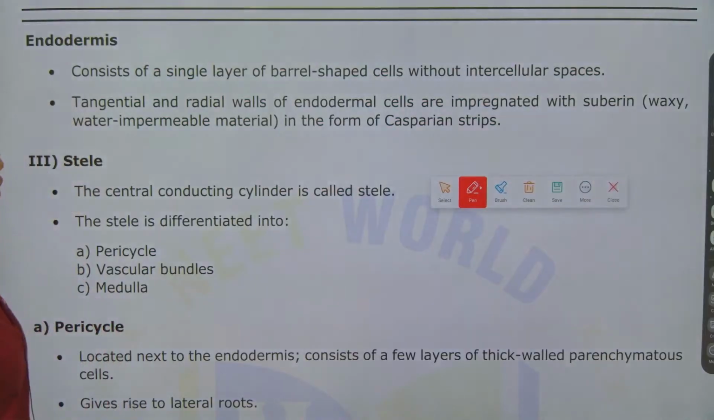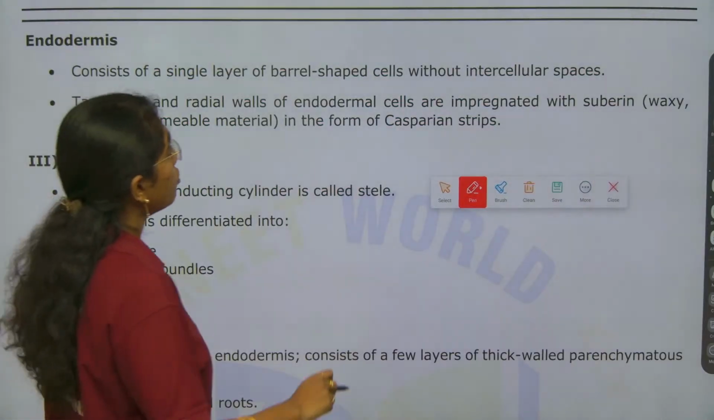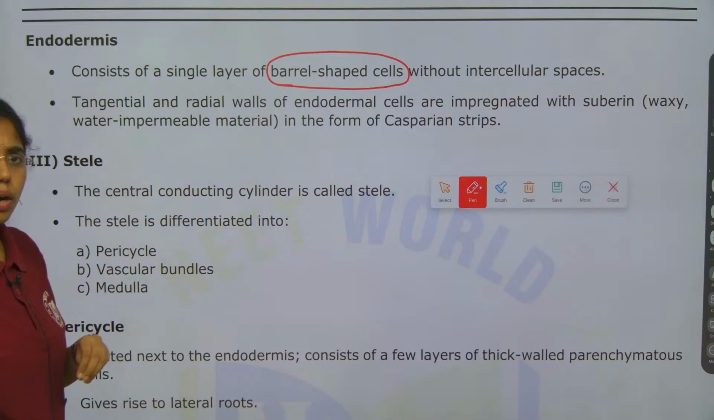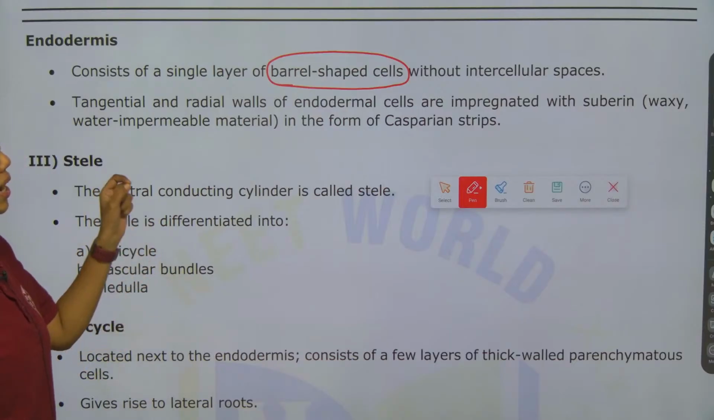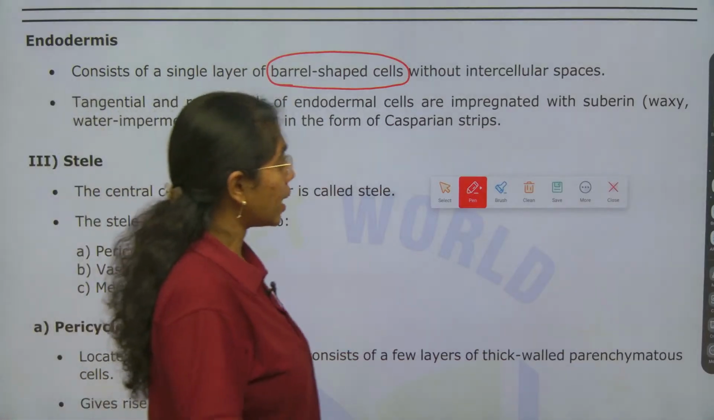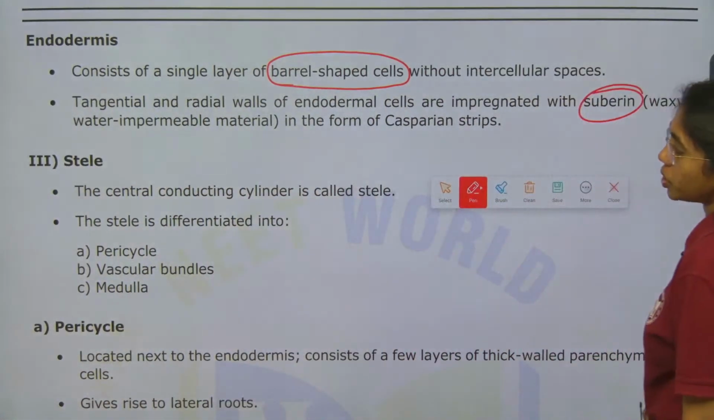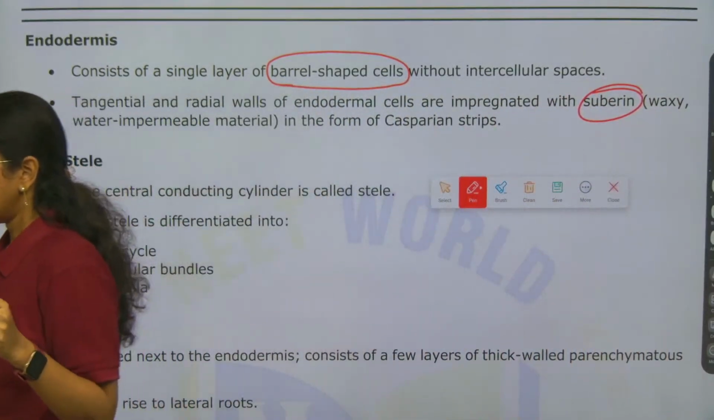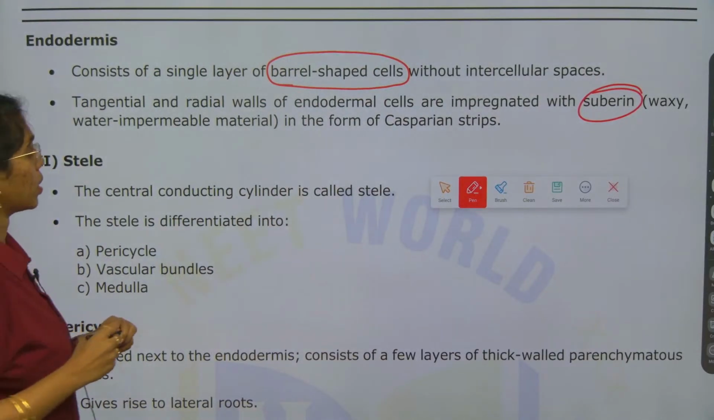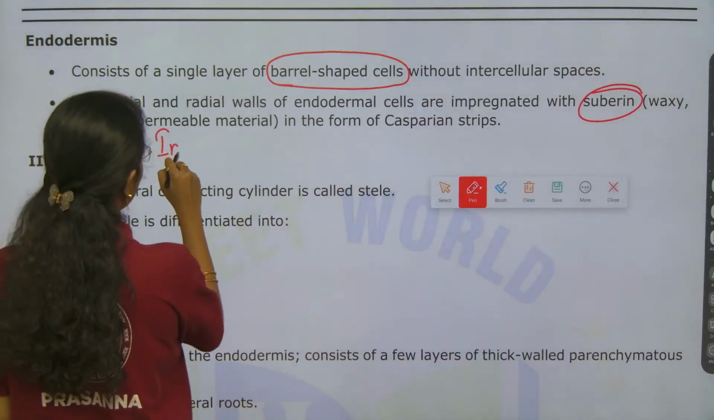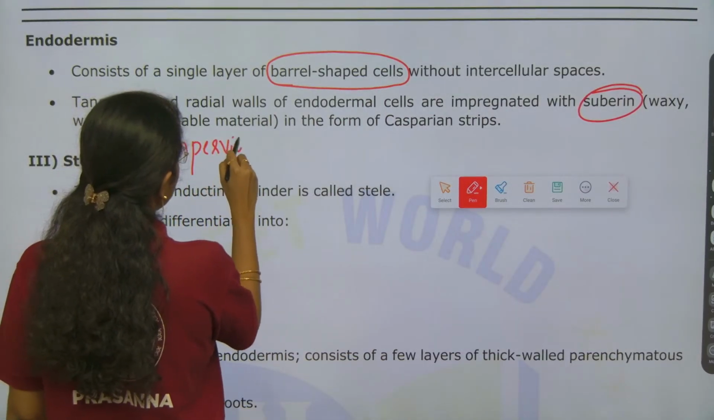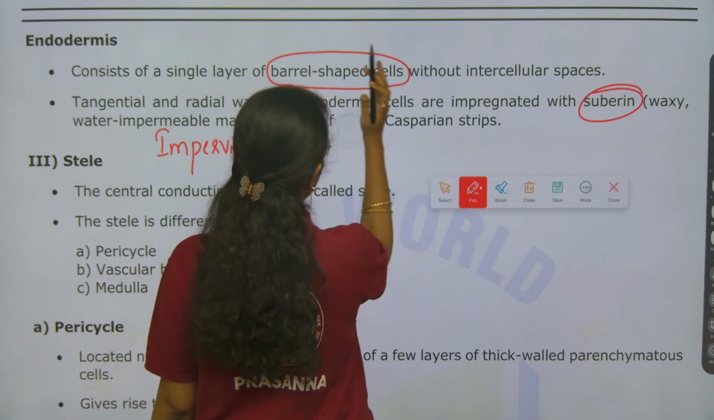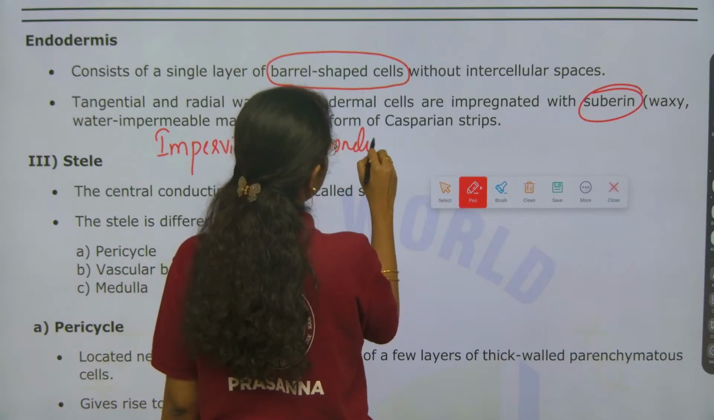So here you see endodermis consists of single layer of barrel shaped cells without any intercellular spaces. Tangential and radial walls of endodermal cells are impregnated with suberin, which is a waxy deposition again. This is water impermeable material. This is impervious for water. This also you can write. It is impervious for water supply or water conduction. Impervious for conducting water. This also you can use.